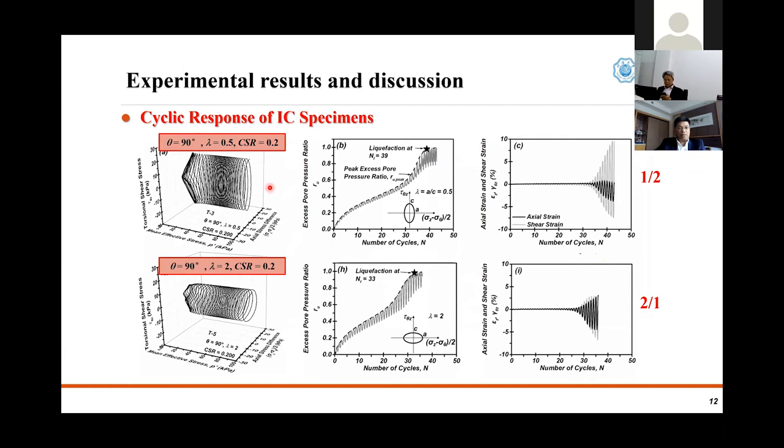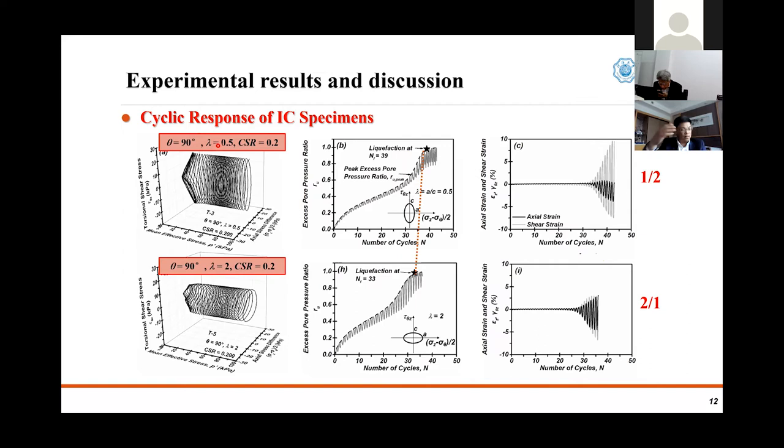And here are some results. Firstly, we compare the different lambda. Here lambda equals 0.5 and here lambda equals 2. We will find that with the IC, isotropically consolidated specimen, the number of cycles to failure for liquefaction is 39 and 33. It's almost the same. That means in the IC, isotropically consolidated soil, the liquefaction failure is almost the same, even though there are different lambda, different stress ratio. Okay.